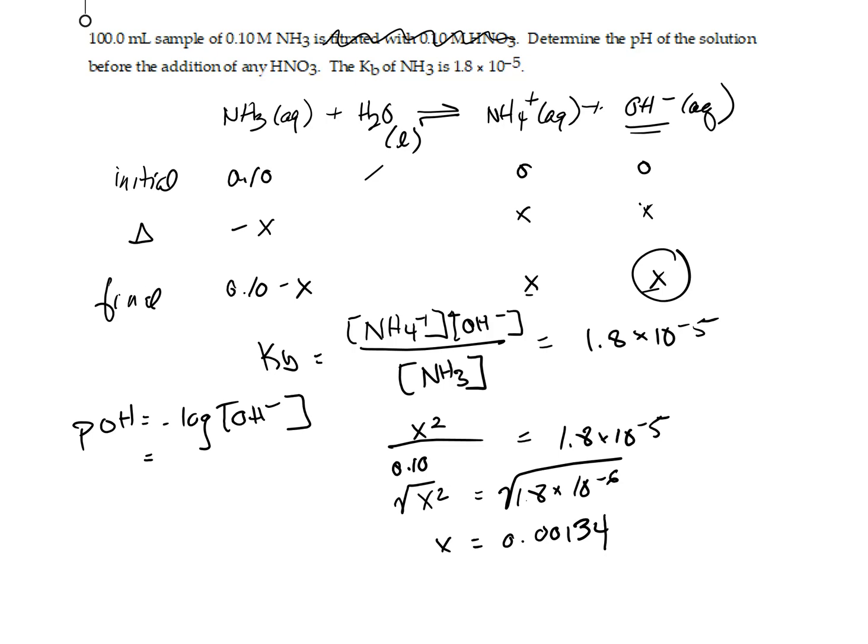So, if you sub in concentration of hydroxide, negative log of it, that should be 2.87, which means, remember pOH plus pH equals 14, pH is going to be 14 minus 2.87, so pH should be 11.13.